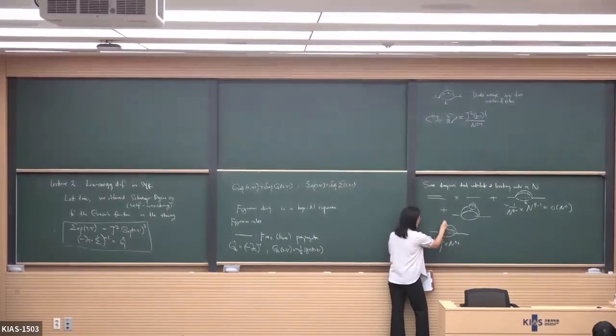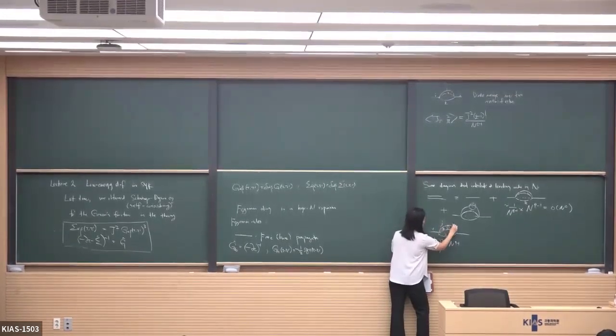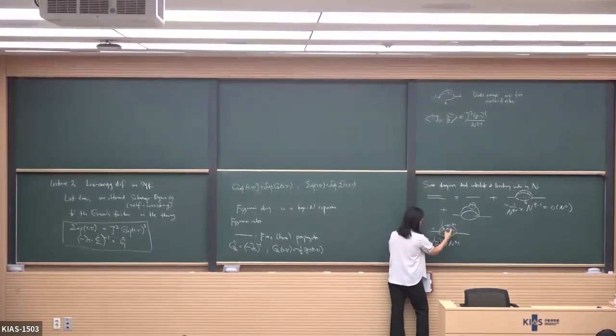free propagators here. Let's see. I, j, k, l. And this could be, let's see, I, j, k, l, and then this could be m. J, m. This could be I, j, k, l, m, n, p.